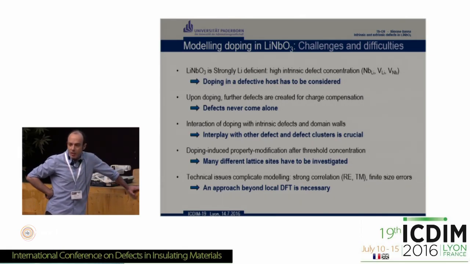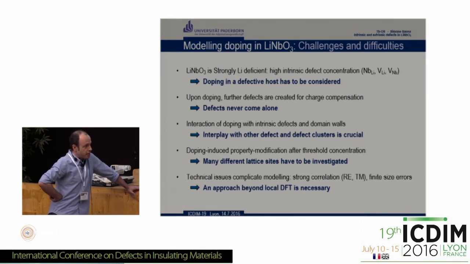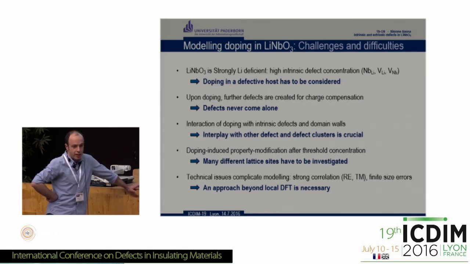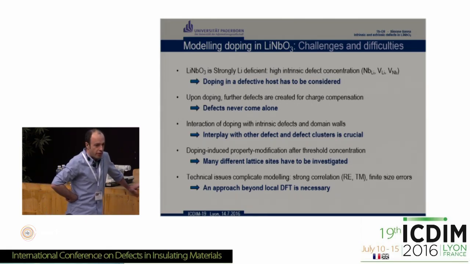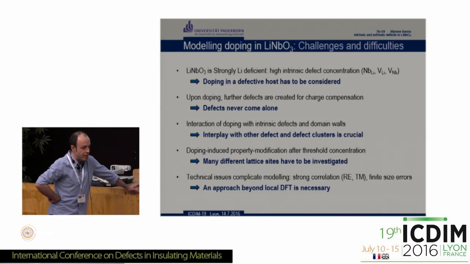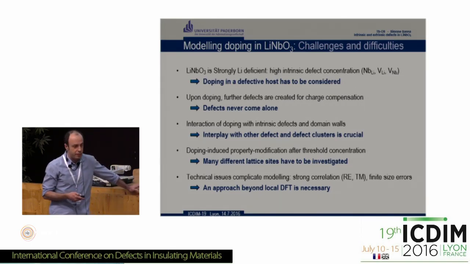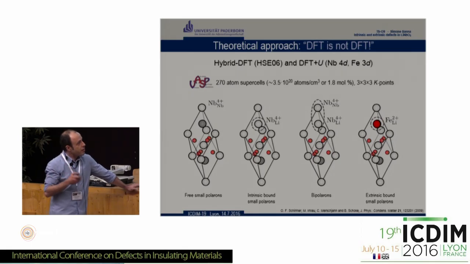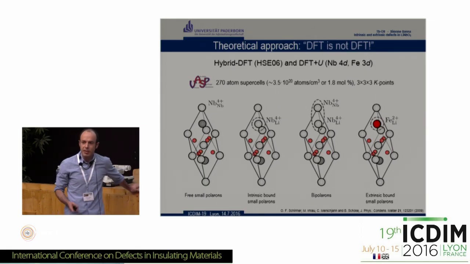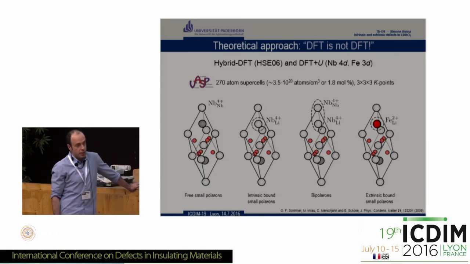Many properties arise only after a special threshold concentration, which means it is interesting not only the main lattice site of the defects, but also some site which is occupied only after a certain concentration. And what's really disturbing for theorists is that classical problems of density functional theory, such as the strong electronic correlation, are extremely severe, because you want to dope rare earth metals or transition metals in order to achieve determined properties. So an approach beyond DFT is necessary.